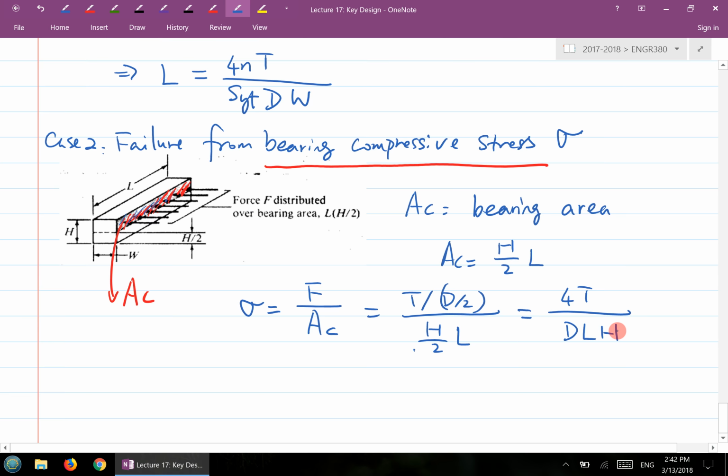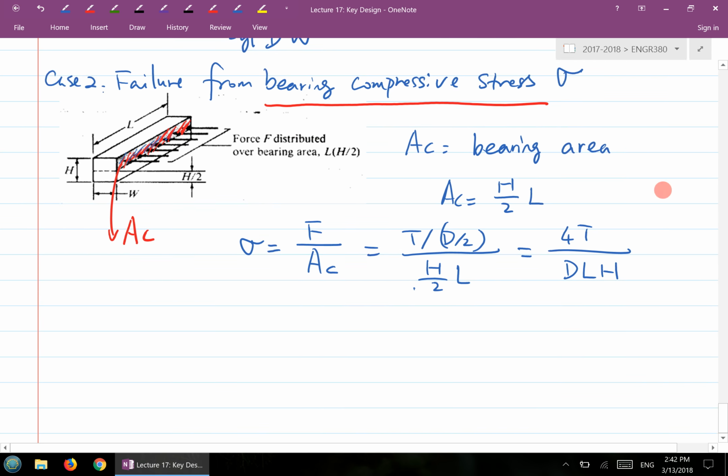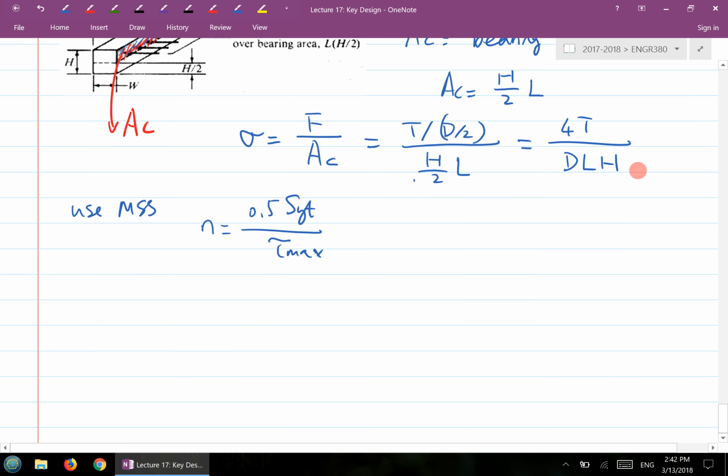So that's bearing compressive stress. Now I'm going to use MSS here. Okay, MSS. If we use MSS here, then the n value, as before, is 0.5 SYT over the maximum torque, maximum shear stress.